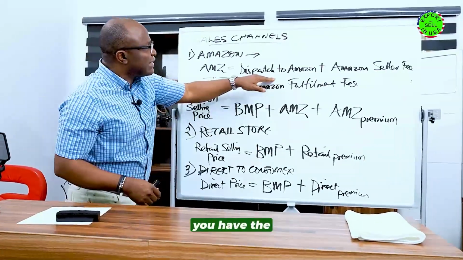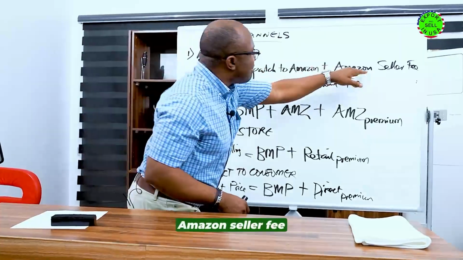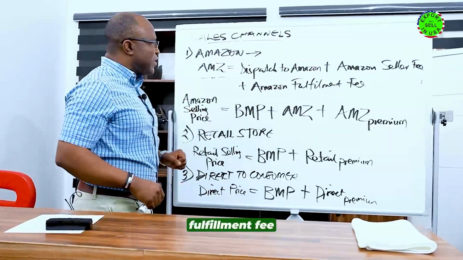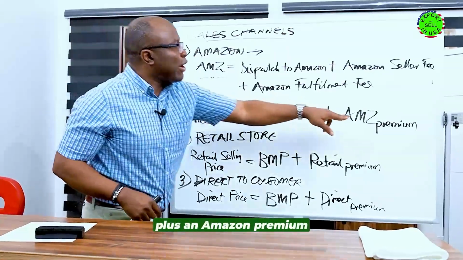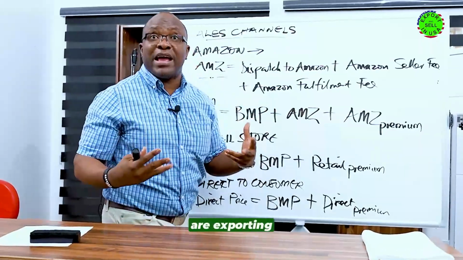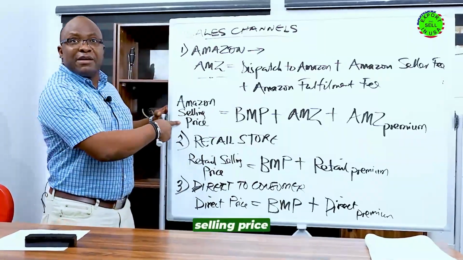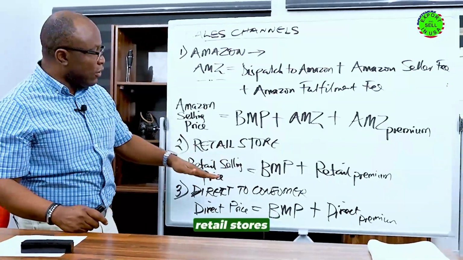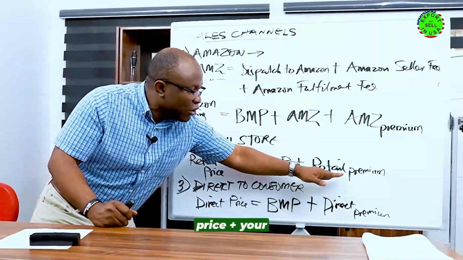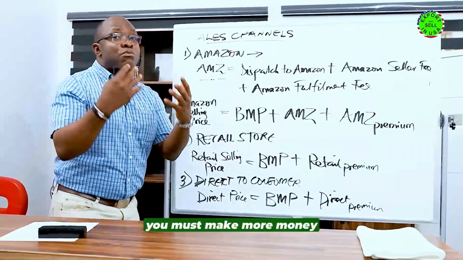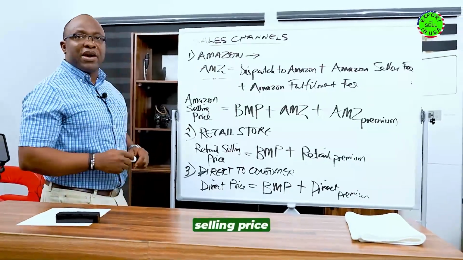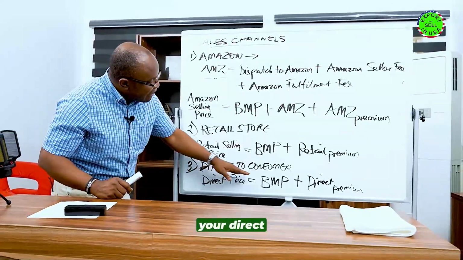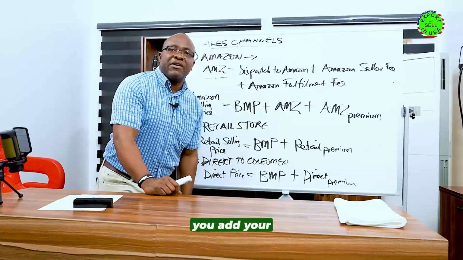On Amazon, you have the dispatch cost to Amazon, you have the Amazon seller fee, you have the Amazon fulfillment fee. You must add all that cost into your base minimum price plus an Amazon premium because you are exporting, to get your Amazon selling price. If you are selling to retail stores, it is the base minimum price plus your retail premium, because again, you must make more money because you are exporting. That will give you your retail selling price. And then what else? Your direct to consumer, you add your direct premium.